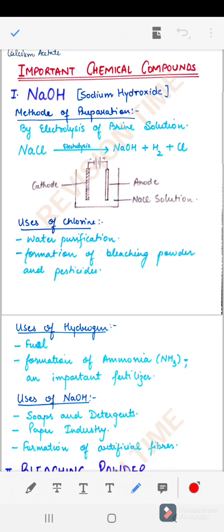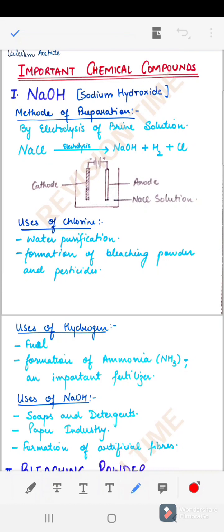So next we have some important chemical compounds. In this, first we have sodium hydroxide. The formula is NaOH. And how is it prepared? It is prepared by the electrolysis of brine solution. Brine solution is nothing but saturated sodium chloride solution. Sodium chloride is common salt.